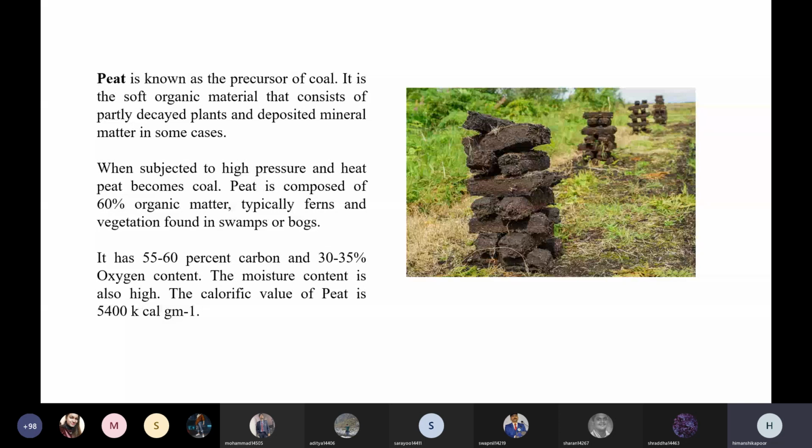So peat is just the soft organic material which consists of partly decayed plants. These are mosses and ferns, which are found in the swampy areas. You can call peat the precursor of coal. If you see the carbon content, then we have 55 to 60% of carbon in these, and their calorific value is 5400 kilocalories per gram.